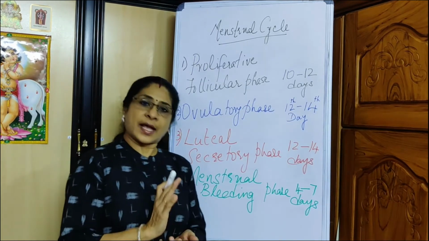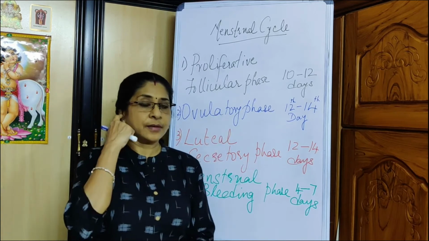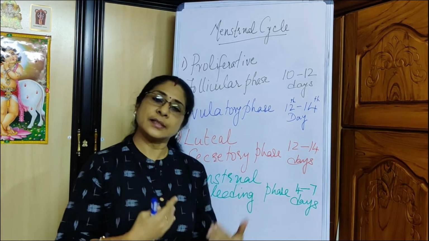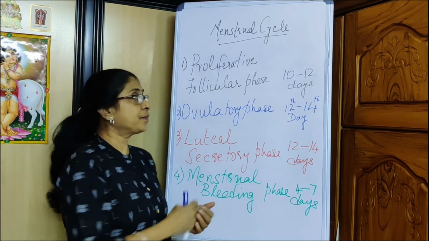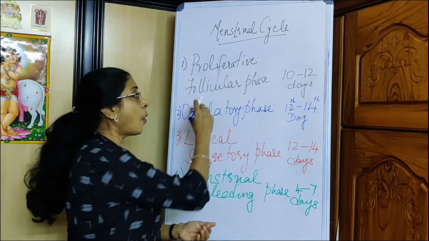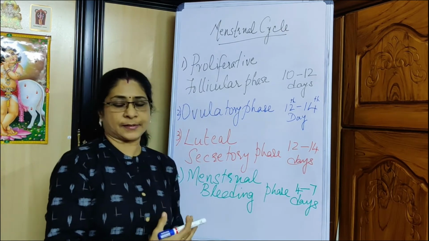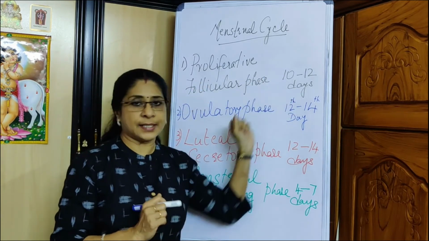The menstrual cycle can be learned under 4 phases. For the sake of convenience, we can learn it under 4 phases. Let us see what are these phases. The first phase is called the proliferative or the follicular phase. This phase lasts for 10 to 12 days.